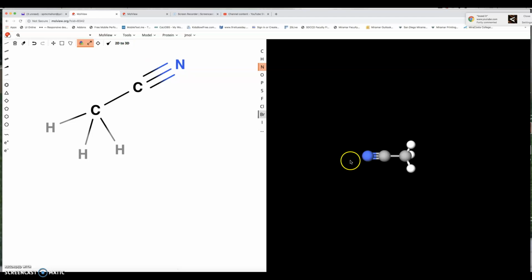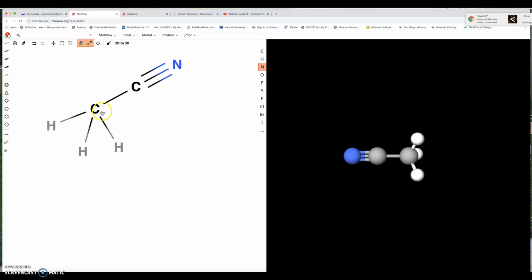And that's what I like. And I see right here the 3D model. And again, I have multiple central atoms, the carbon bound to the nitrogen and the carbon bound to the hydrogens are central atoms. And we see that they definitely have different molecular geometries based on the number of electron groups that are attached to them. Or you can look at it as the number of atoms.